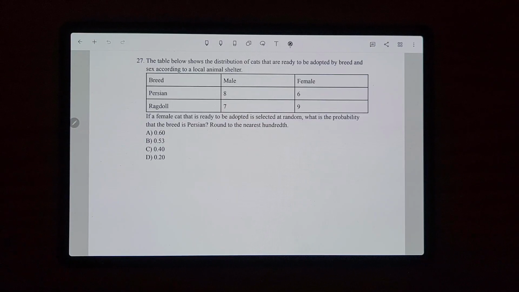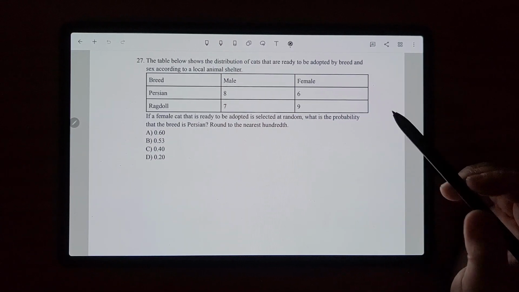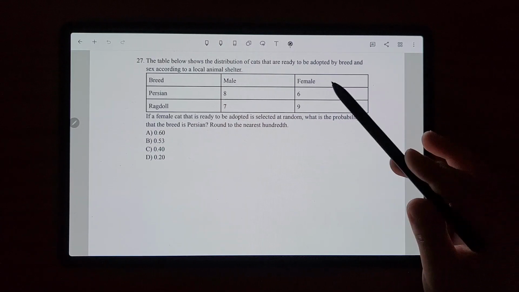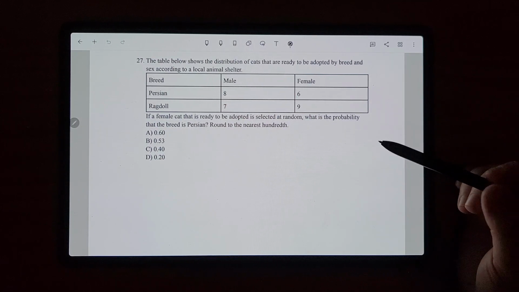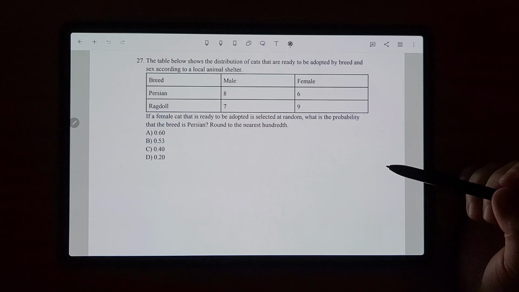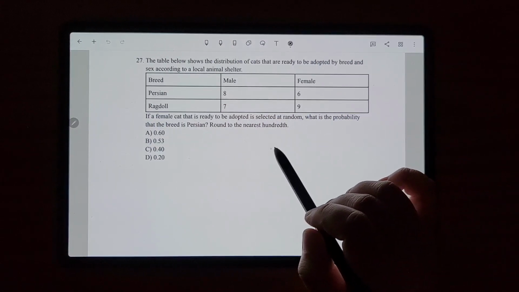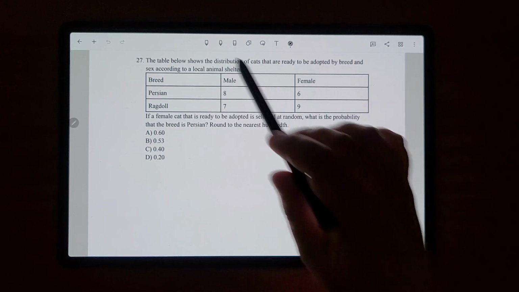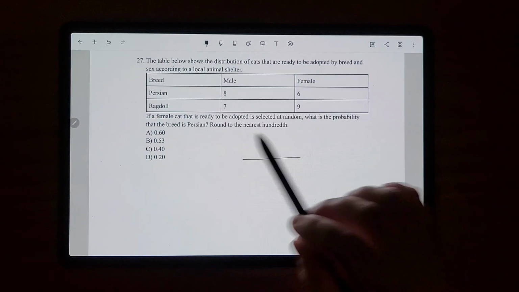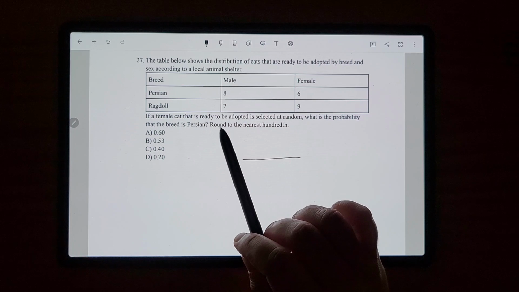So now pause to read number 27. We want the probability that the breed is Persian if we're selecting at random from female cats. A lot of people will miss this problem because they think that they have to add up 8 plus 7 plus 6 plus 9 to be the bottom number, and that's incorrect.